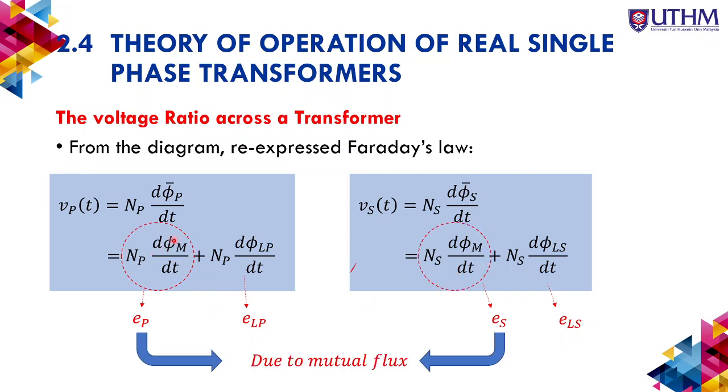Okay, so this side is due to the mutual part, EP and also ES. So in summary, we can write like this: VP equal to EP plus ELP. Okay, so this side also. So now you can imagine there is a relation between the primary and also the secondary through the mutual flux.